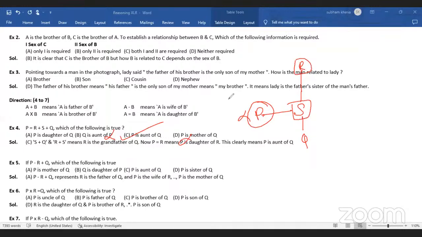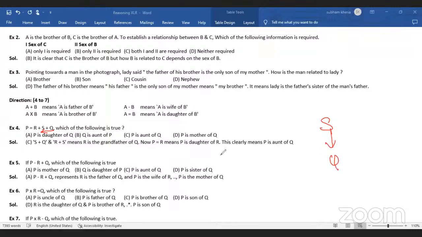Let's see. What is it saying? P equals R plus S plus Q. What did it say? Always go from the right. Always go from the right. What is the first relation? S plus Q. What does plus mean? Instead of A and B, write S and Q. S is the father of Q. So S is the father of Q. This relation. Okay, is this clear to everyone? S is here. Q's gender I don't know. Then R plus S. That means again R is the father of S. So R will come here. Father means again male. Done.